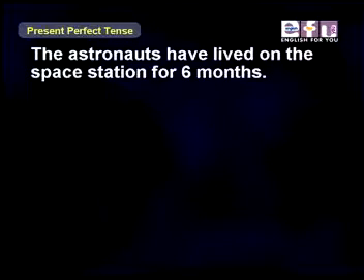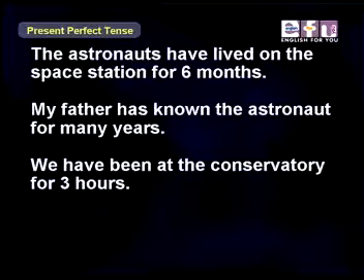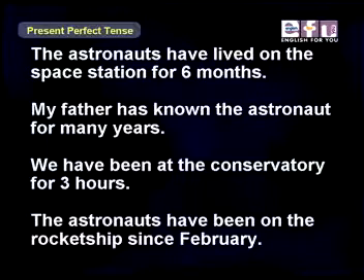Well, now let's review another use of the present perfect. Look at these sentences. The astronauts have lived on the space station for 6 months. My father has known the astronaut for many years. We have been at the conservatory for 3 hours. And the astronauts have been on the rocket ship since February. So when we use since or for with the present perfect, this shows us that a situation has begun in the past and it continues to the present for some time.